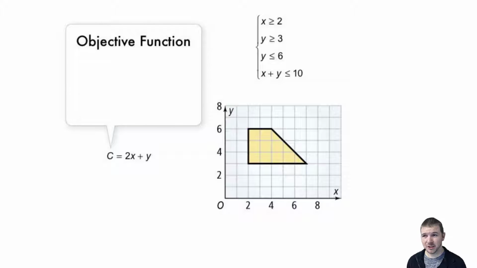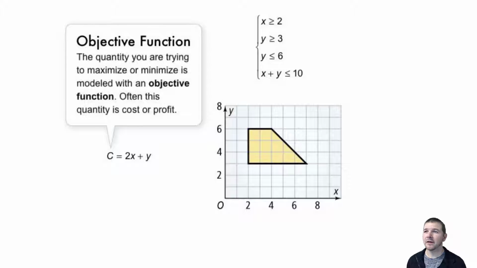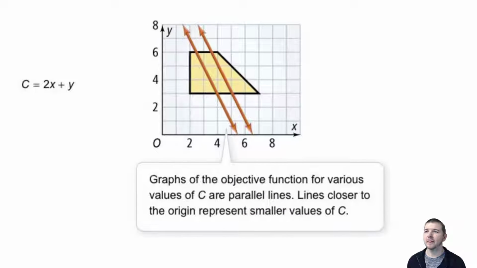An objective function, in this case capital C equals 2x plus y, the quantity you're trying to maximize or minimize, is modeled with an objective function. Often this quantity is cost or profit. Graphs of the objective function for various values of c are parallel lines. Lines closer to the origin represent smaller values of c.